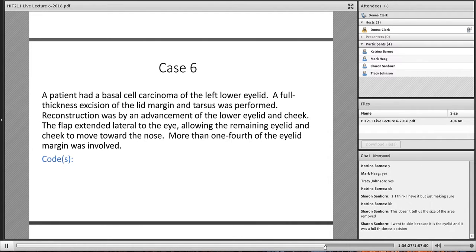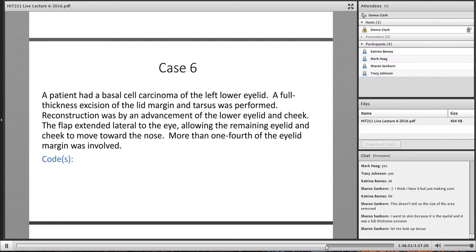So basically, we got a cancer here, right? You went to skin. Okay. Now, notice here it says a full thickness excision of the lid margin and tarsus was performed. So would that still be skin? You remember in the other question where we went to skin, what did I mention? See, the other one talked about incision of the dermis. This is excision of the lid margin and tarsus.